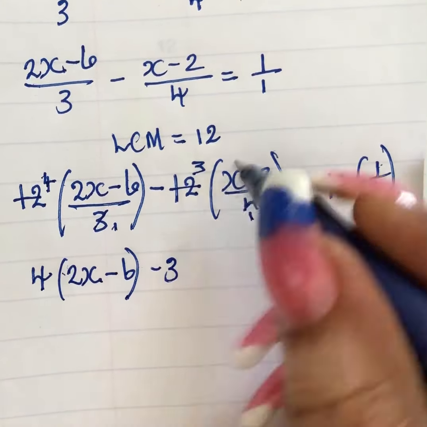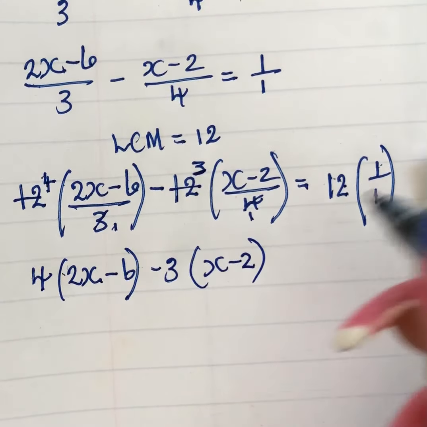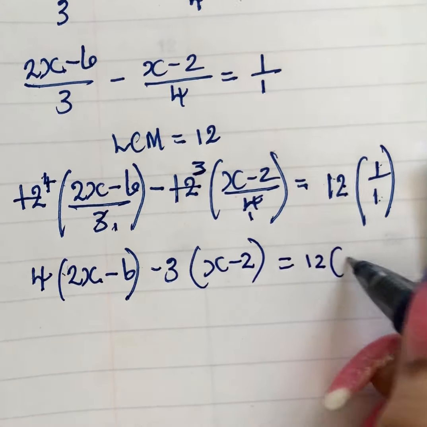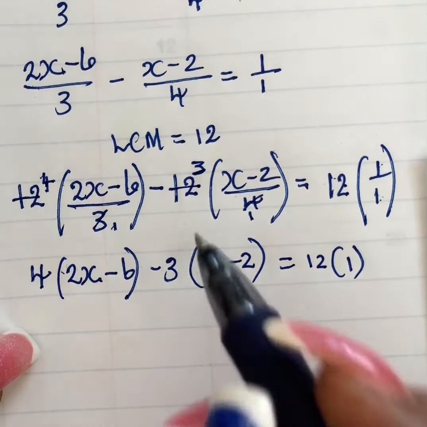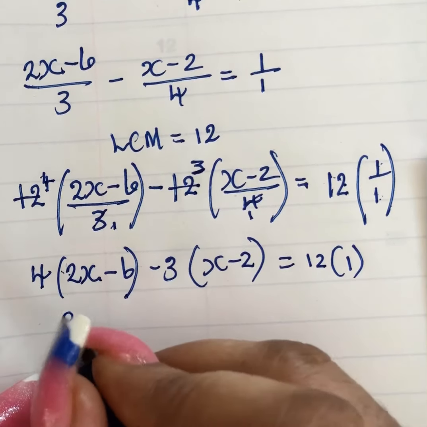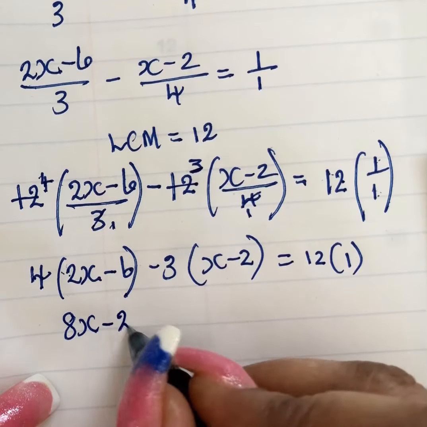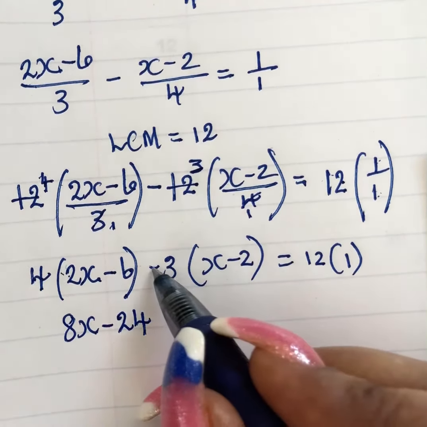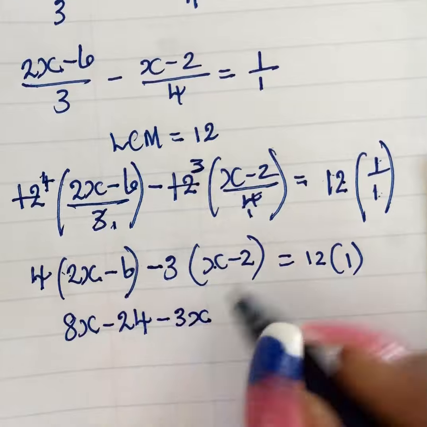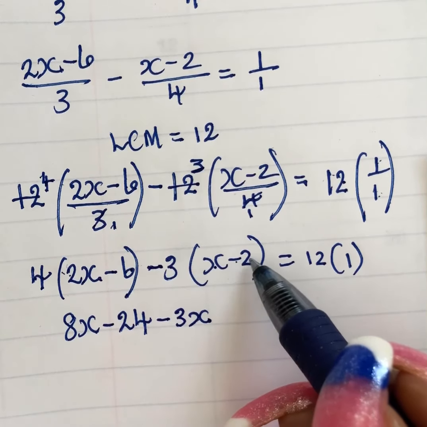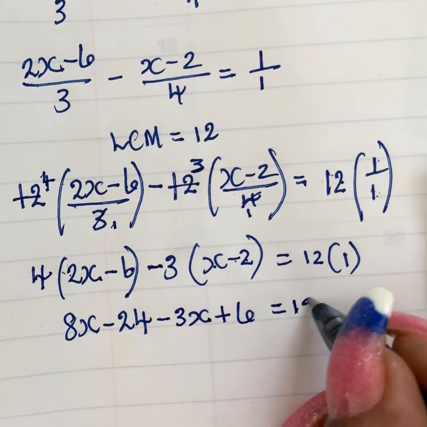I go to my next parentheses. 3 was left here. In the parentheses or in the brackets, we have that. And then I have 12 into 1. I'm going to now remove these parentheses. 4 times 2x, 8x. 4 times negative 6 is negative 24. Negative 3 times positive x is negative 3x. Negative 3 times negative 2 is positive 6. And 12 by 1 is 12.